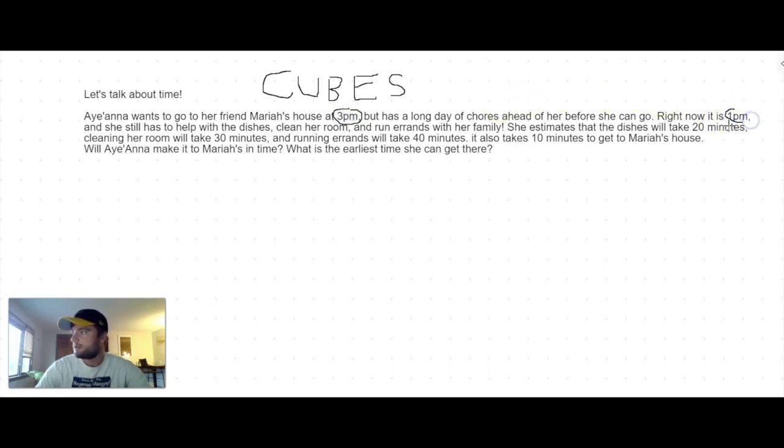So 3 p.m. is when she wants to get to Mariah's house. 1 p.m. is what time it is now. And then she gives estimates for how long her chores are going to take. Dishes will take 20 minutes. Cleaning her room will take 30 minutes. And running errands will take 40 minutes. And finally, it will take 10 minutes to get to Mariah's house once she leaves the house. So we've circled everything we need to.